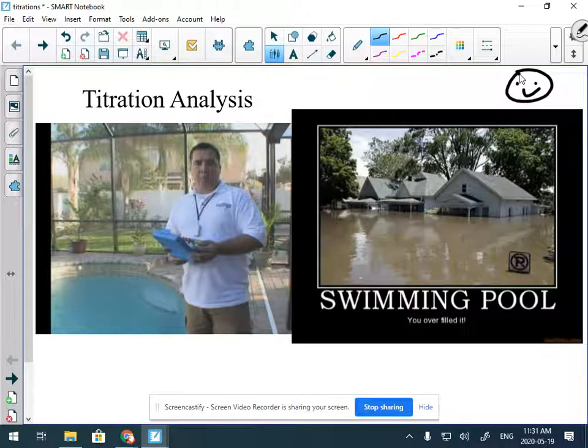Okay, today is titrations. Now, titrations are, well, we're going to get into it. But basically, I have a little story to tell you guys about titrations. Once upon a time, I was a lifeguard. I was actually a lifeguard for about 6 years while I was going to school and university.